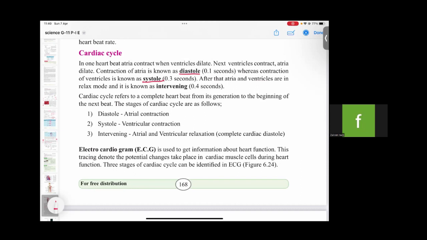After that, the atria and ventricles are in a relaxed mode. They won't be contracting or anything. They're just there, which we call intervening, lasting 0.4 seconds. So you should know diastole, atrial contraction; systole, ventricular contraction; intervening, atrial and ventricular relaxation. These are the phases or stages of a cardiac cycle.